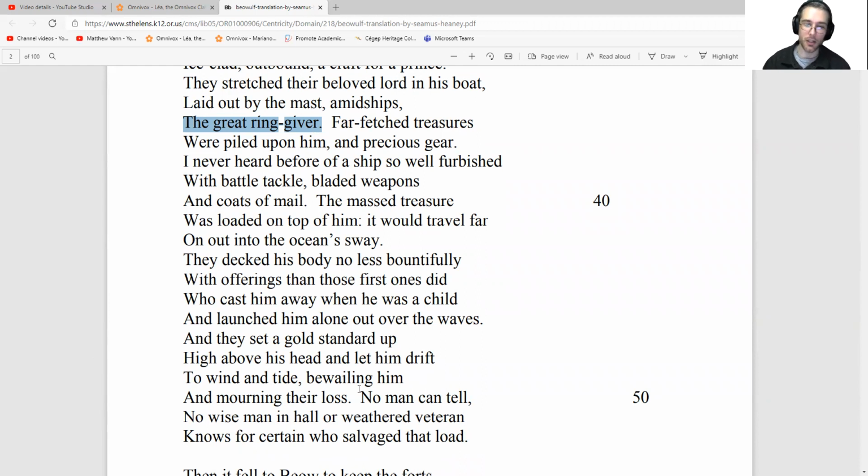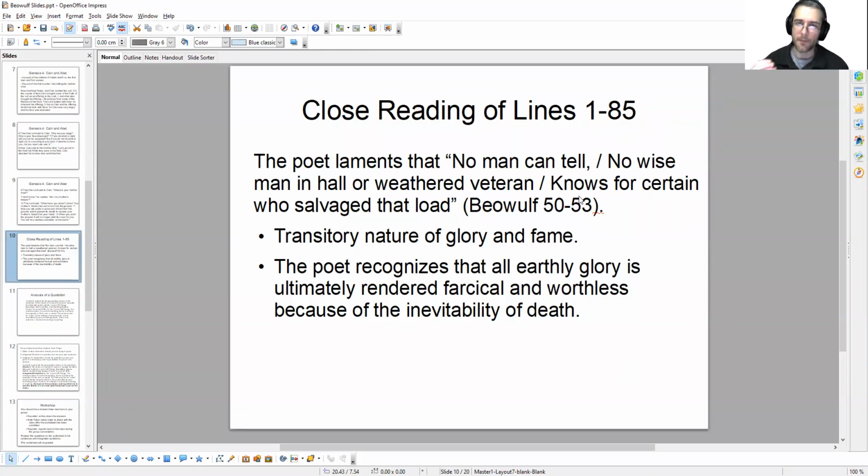No man can tell, no wise man in hall or weathered veteran knows for certain who salvaged that load. What we have here, then, is a reflection on the transitory nature of glory and fame in a Christian context. You may be familiar with that old saying, you can't take it with you. In other words, no matter how much you have, no matter how much you earn and amass in your life, it doesn't matter because everyone ends in the same place, the grave.